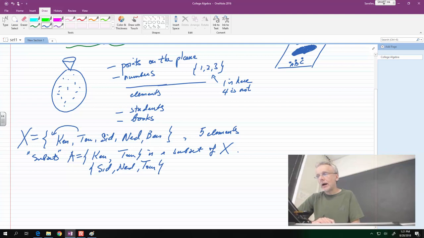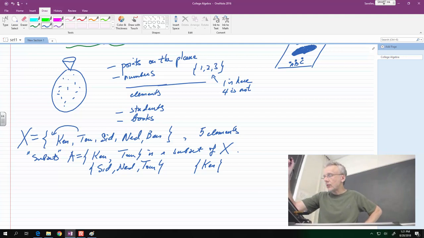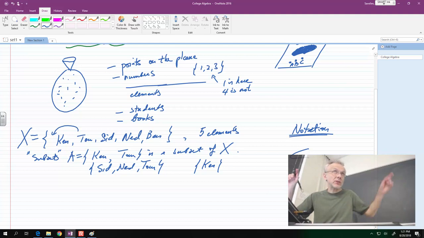You can try to count how many possibilities you've got here. Quite a lot, including special sets. One element set is also possible. One element set, two element set, three element set, four, and five element set is also. So X is a subset of itself. So this is the notation. Anybody knows the notation for subsets? This is the notation for subsets. Have you seen this before?